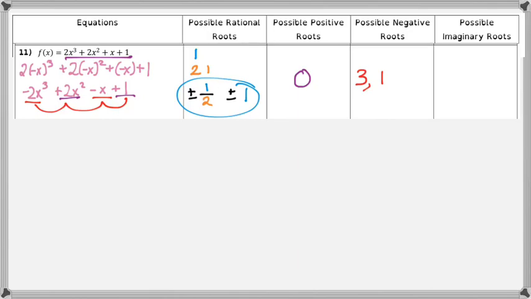For my imaginary, I look at the highest exponent. It's 3. I can't use a 3. I have to go down to the even number right below it, so 2, 0.